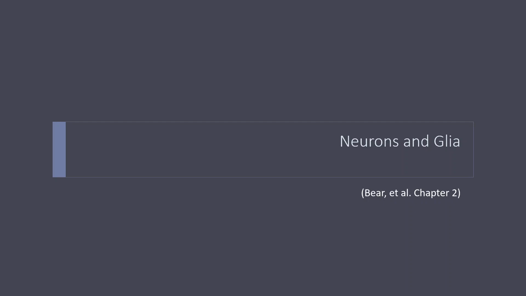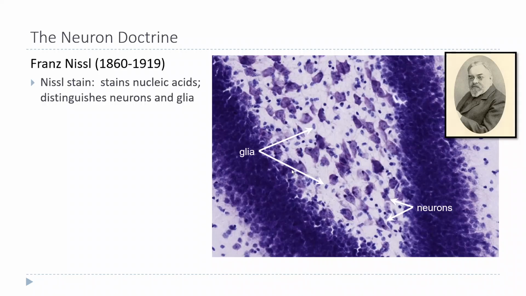Okay, let's talk about the cells that make up the nervous system, which are called neurons and glia. But before we do that, let's talk about a little bit more history. So, the discovery that the brain and the spinal cord and the rest of the nervous system were made of specialized cells goes back to, of course, when the microscope was invented and people started looking at all the different parts of the body under the microscope.